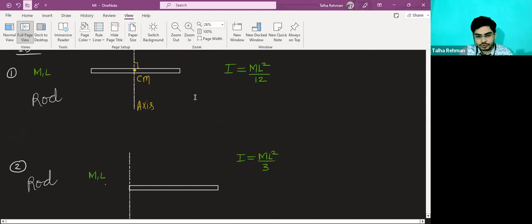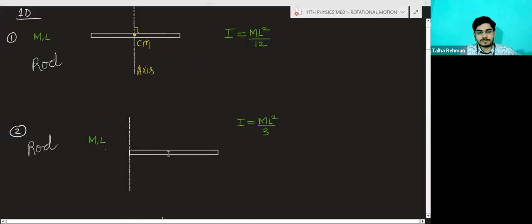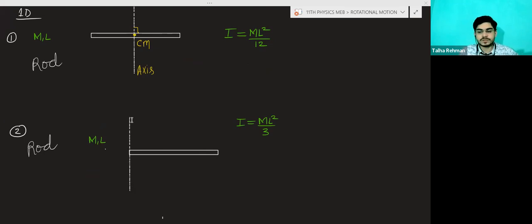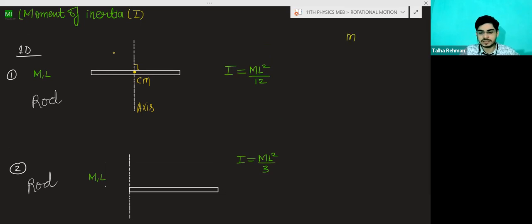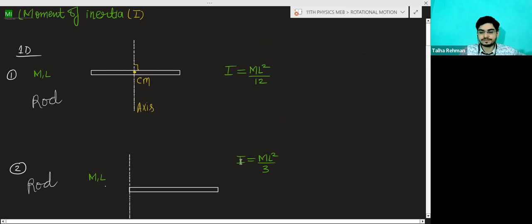And if we want to find the moment of inertia of this rod about an axis which is passing through the end of the rod, and again the mass of the rod is m and L is the length of the rod. The moment of inertia is represented by capital I. So capital I is the symbol of moment of inertia. Like mass we represent with small m, or sometimes with capital M, moment of inertia is represented by I.